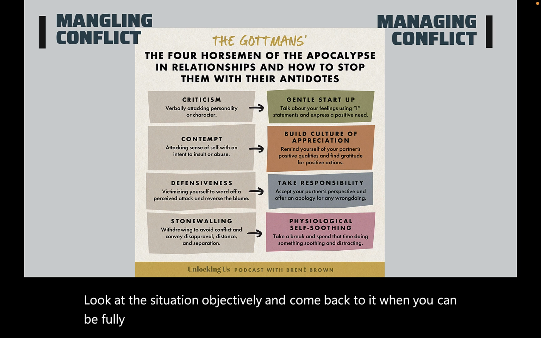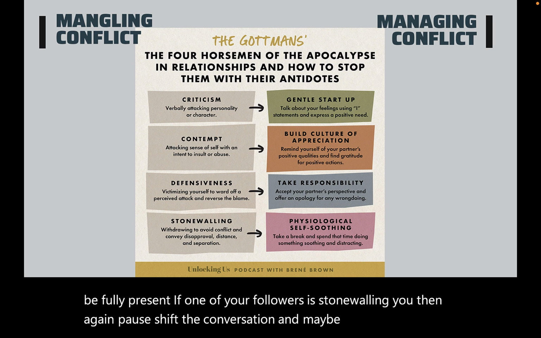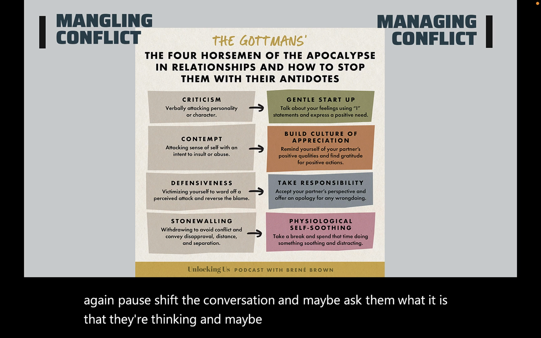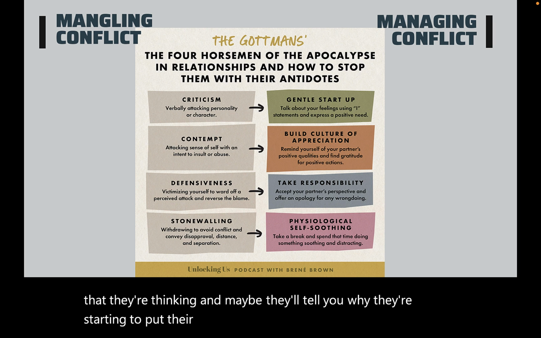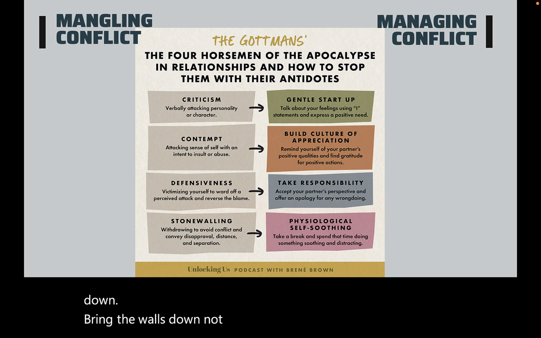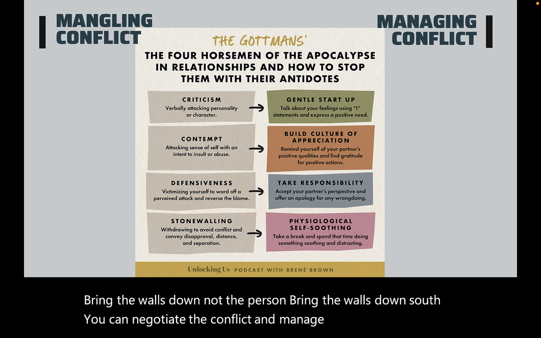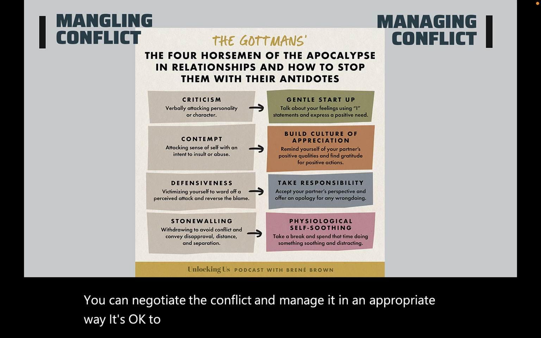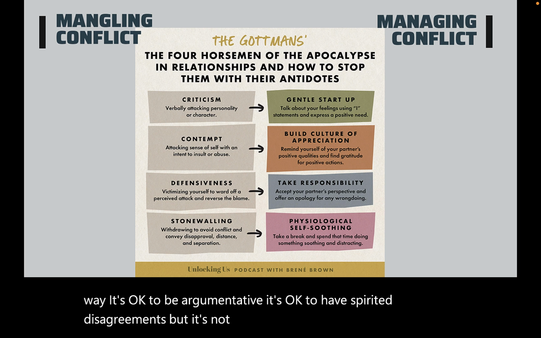If one of your followers is stonewalling you, then again, pause, shift the conversation, and maybe ask them what it is that they're thinking. And maybe they'll tell you why they're starting to put their walls up, and then you can help bring them down. Bring the walls down, not the person. Bring the walls down so you can negotiate the conflict and manage it in an appropriate way. It's okay to be argumentative. It's okay to have spirited disagreements, but it's not okay to be aggressive, and it's not okay to be hostile.